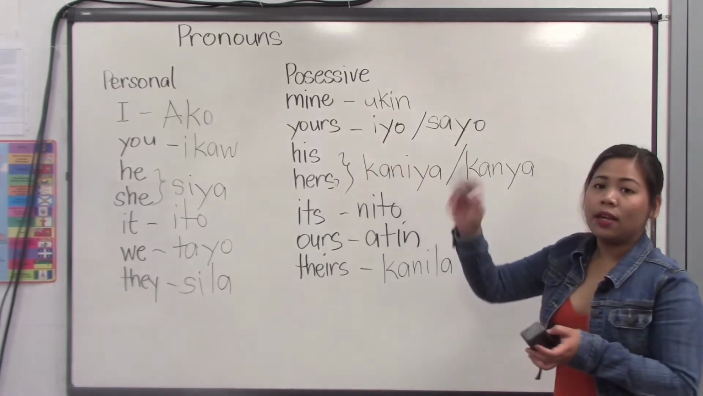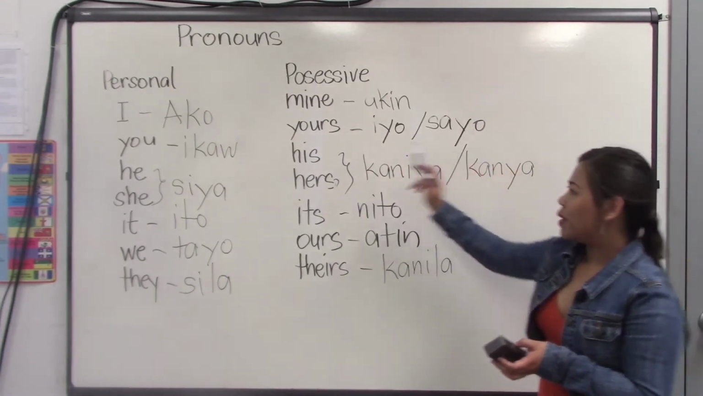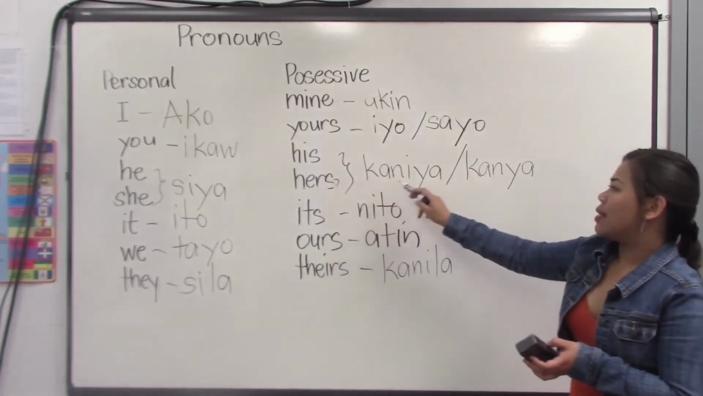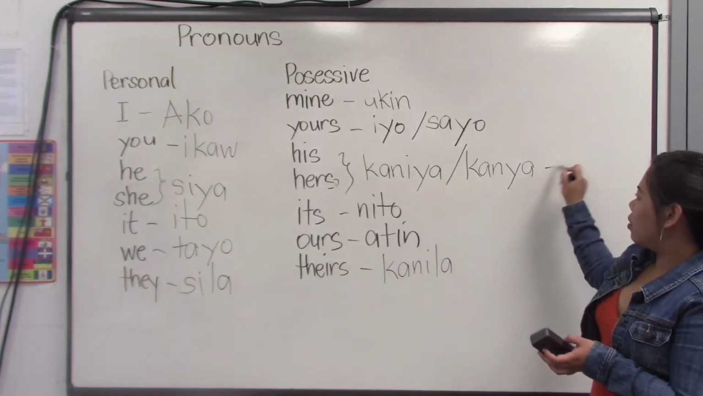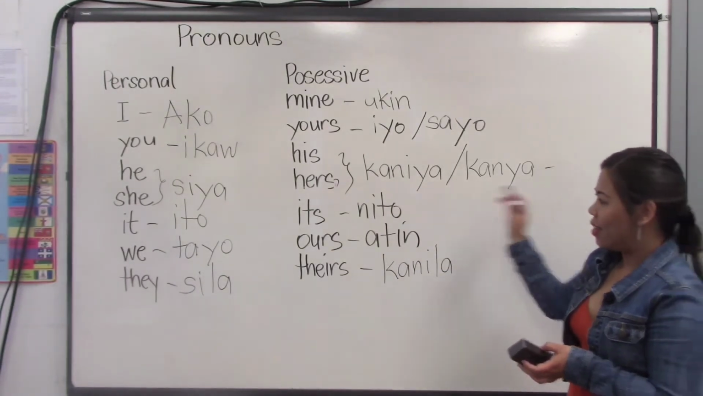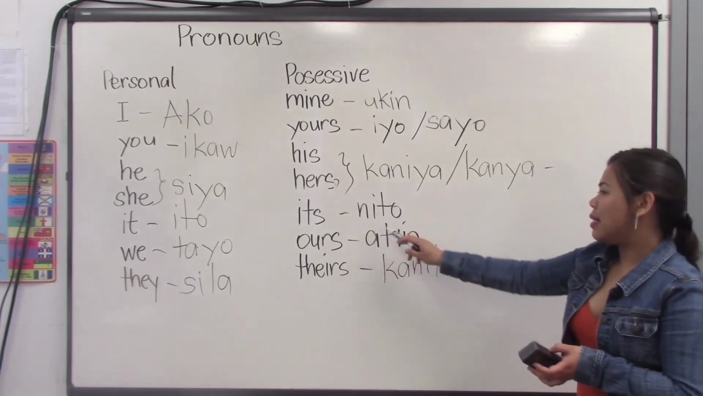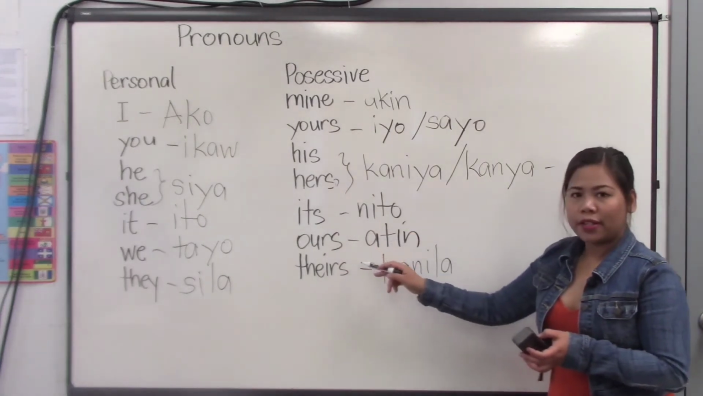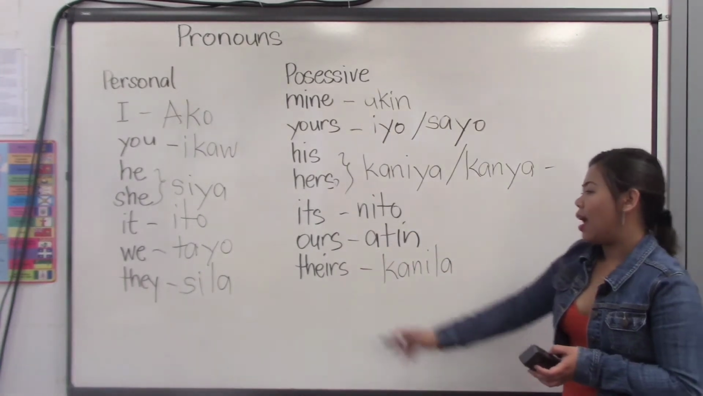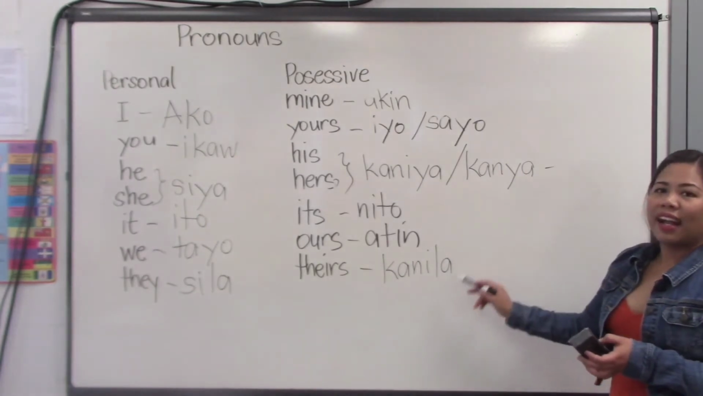So mine, akin. Yours, iyo or sayo. His and hers is kaniya, or use this one, kanya. Its is nito. Ours is atin. And theirs is kanila.